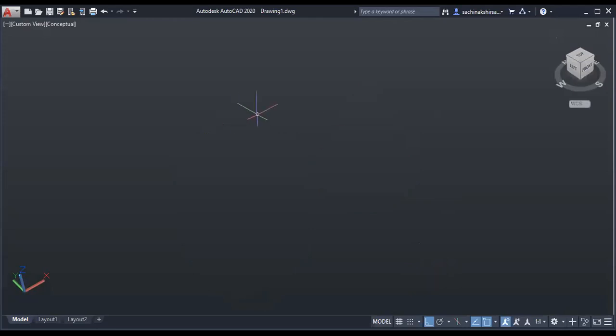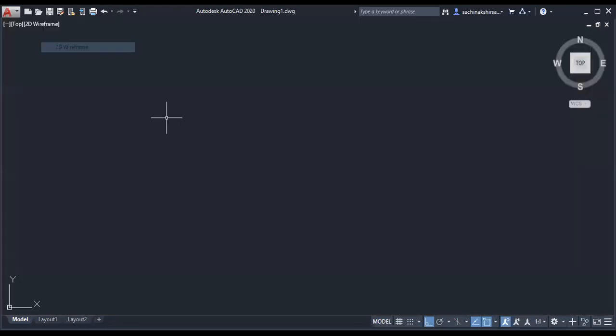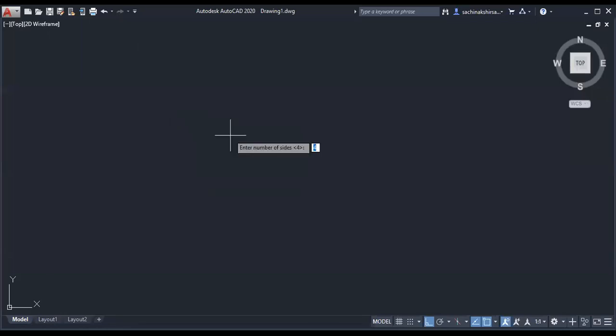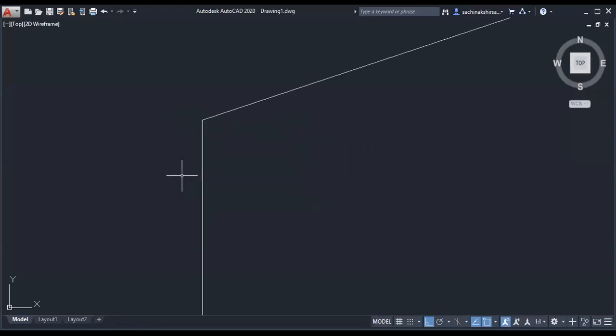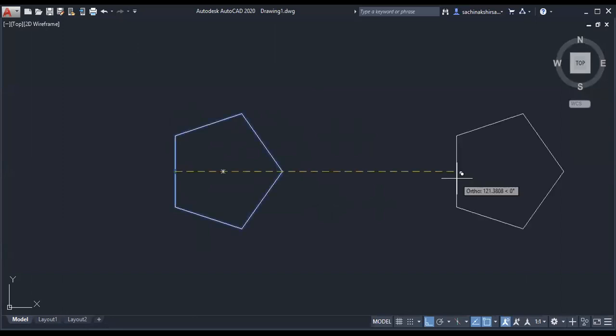I will go for pentagonal prism and pentagonal pyramid. So how many sides will be there? 5. Okay. So it will be a simple regular pentagon. So once we are going to join, how to find the center of the pentagon?